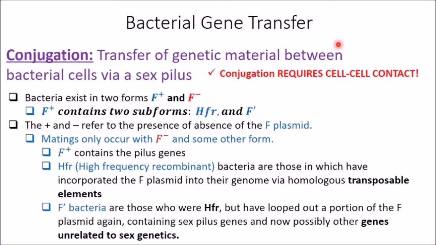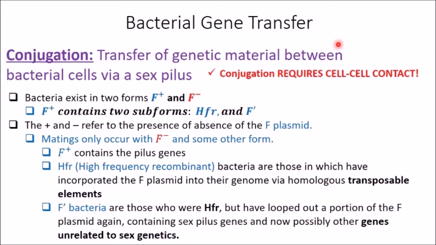And there's also F' bacteria. F' bacteria are bacteria that were HFR, but then they looped out a portion of the F plasmid again, containing the sex pilus genes, and now possibly other genes unrelated to sex genetics. That also leads to a lot of recombination events with the genes that were from the chromosome. Okay, so you'll see that in a second. Again, matings only occur between F- and some other form, be it F+, HFR, or F'.